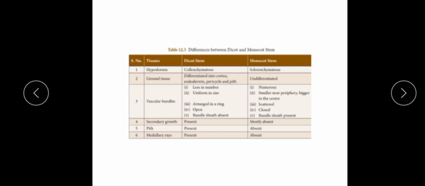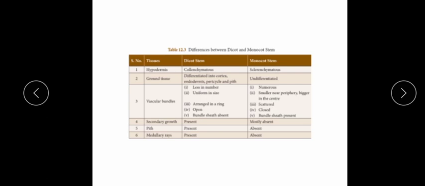Next, the vascular bundle. In the case of dicot stem, it is fewer in number, uniform in size, arranged in a ring, open, and the bundle sheath is absent. Whereas in the case of monocot stem, it is numerous, smaller near the periphery, bigger in the center, scattered, closed, and the bundle sheath is present. Next, have a look at the secondary growth. In the case of dicot stem, secondary growth is present, whereas in the case of monocot stem, it is absent. Next comes the pith.